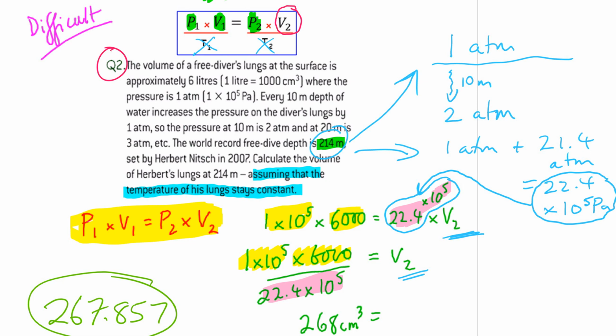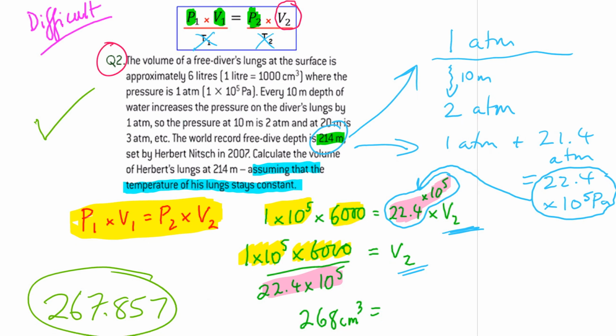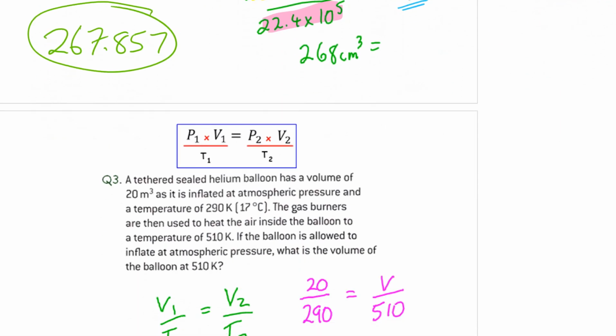So his lungs have been utterly crushed down to 268 centimetres cubed. I'm just going to work out the sort of percentage they've decreased. They're less than 5% of their original volume. Wow. Make sure you are writing down these questions and then putting the answers in. Let's move on to question 3.